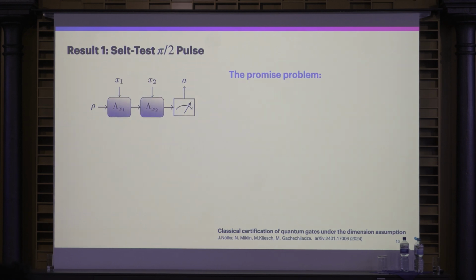Now, let me tell you the first result. We want to self-test here the pi-half pulse gate, which is an S gate that we've been talking about. But now I modified the promise problem a little bit because I want to have a shorter circuit, the shortest experiment possible for this kind of self-testing. So my promise problem looks like this. I either give an empty set or I give two instructions, which are S and S minus 1 S, or the other ones, and I want them to be separated into yes and no answers.